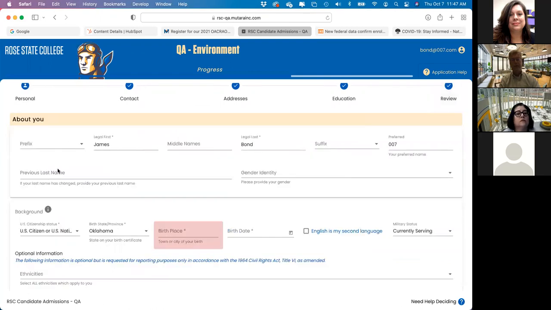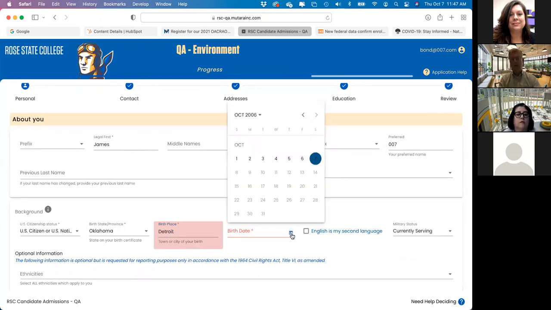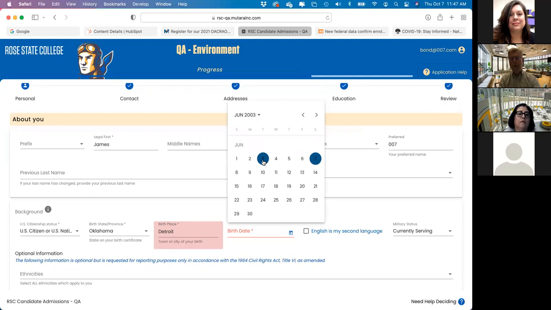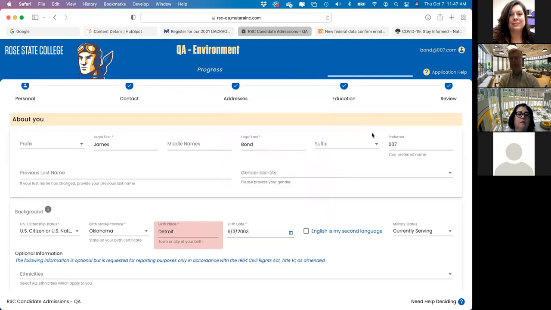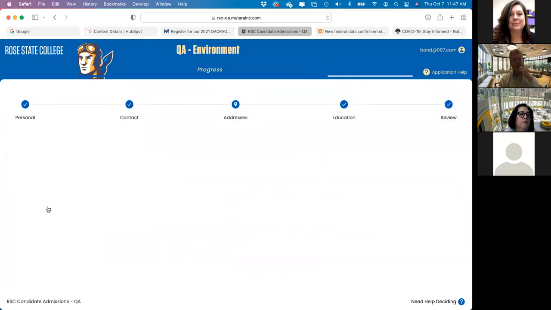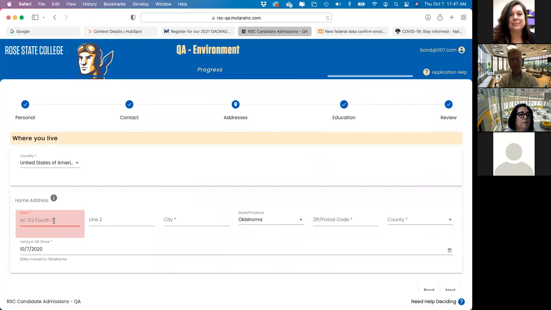So if I want to go to birthplace and birth date, we'll go back to there. I'm just picking a date at random. You'll notice that it's completing that. Let me do this address.